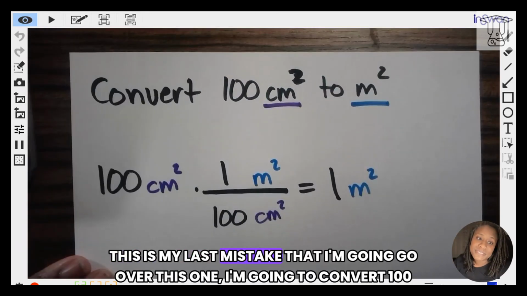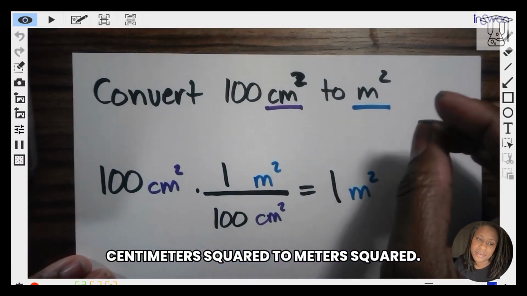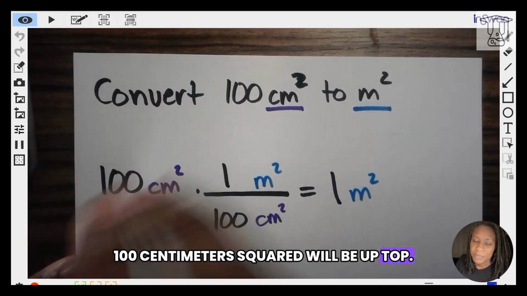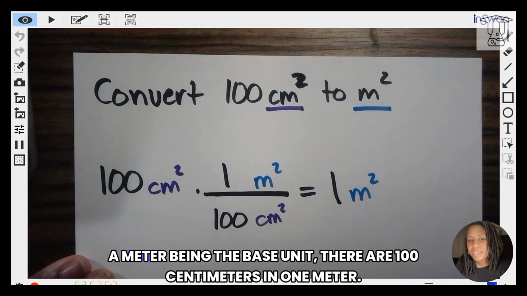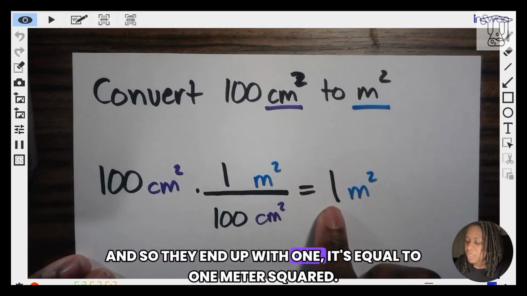This is my last mistake that I'm going to go over. This one, I'm going to convert 100 centimeters squared to meters squared. Oftentimes, the students will set it up with 100 centimeters squared up top. And then we have to look at the relationship between a centimeter and a meter, a meter being the base unit. There are 100 centimeters in 1 meter. And so they'll write that. That squared is important, and I'll come back to that in a moment. And so they end up with 1 is equal to 1 meter squared.